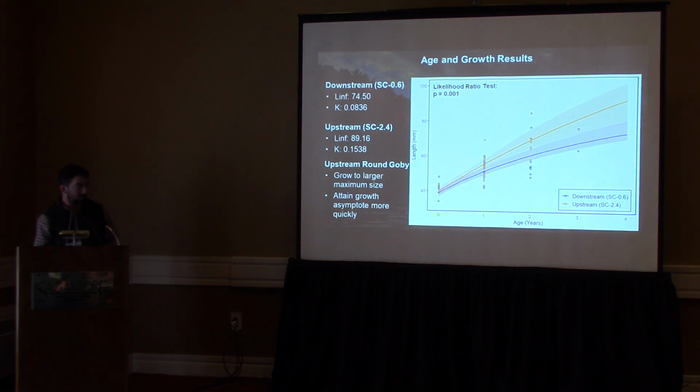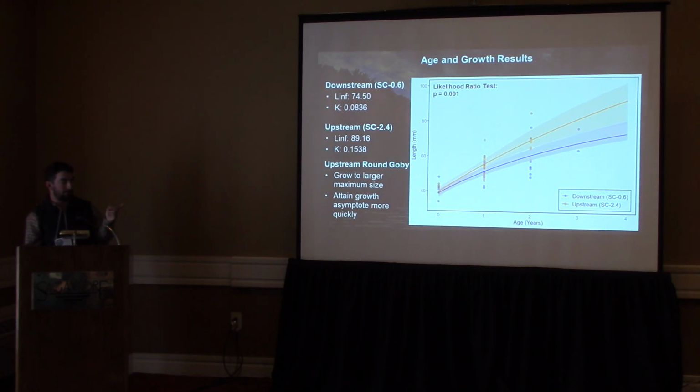And then here are the fun, colorful results. The downstream site is indicated by the blue growth curve, and the orange growth curve is the upstream site. So the biggest takeaway is the Round Goby upstream grow to a larger maximum size, and they get there faster, with their greater K value. And we used a likelihood ratio test to see if there is a difference between these 2 growth curves, and it was significant. So that's a nice takeaway from this figure.